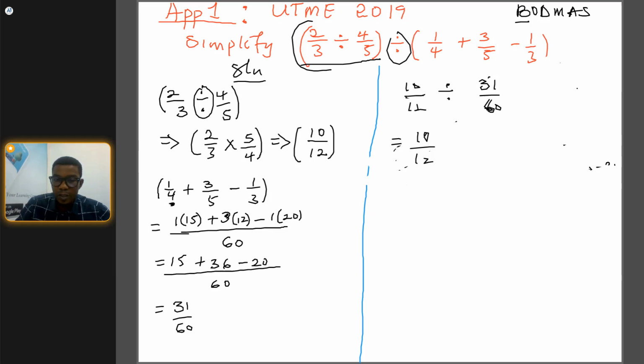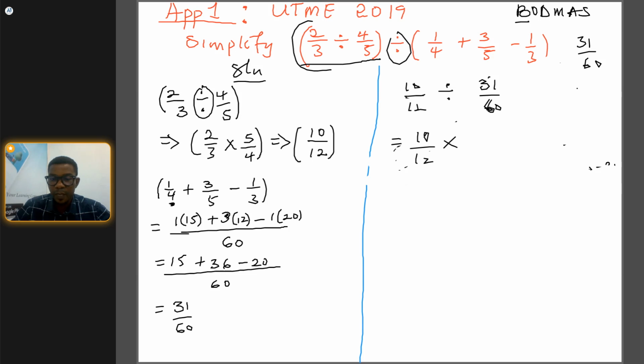To proceed with this, we are going to have 10/12. The division has to change to multiplication. And if this changes to multiplication, do not forget I said there will be something that will happen to the fraction immediately after the division sign. The fraction 31/60, now that we have changed it to multiplication, will be reciprocated. So what will be the reciprocal of 31/60? I want your response in the chat box.